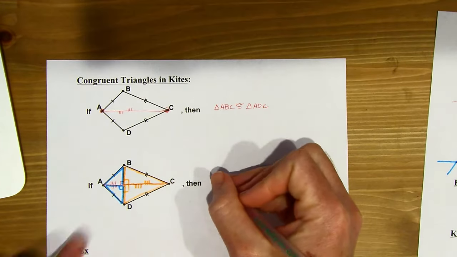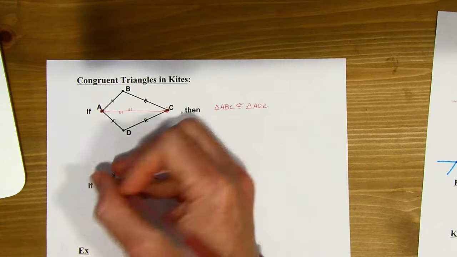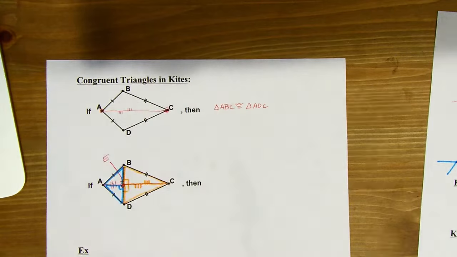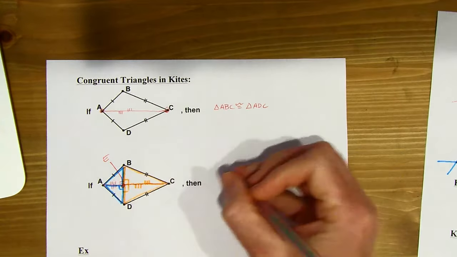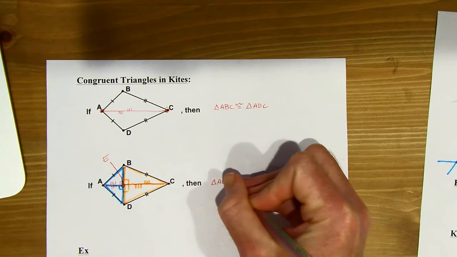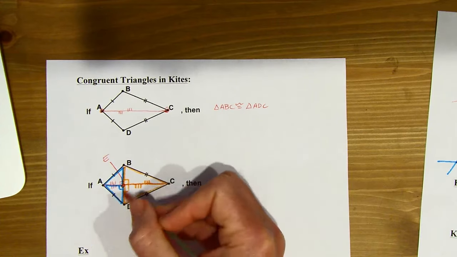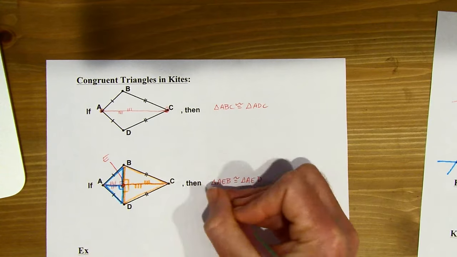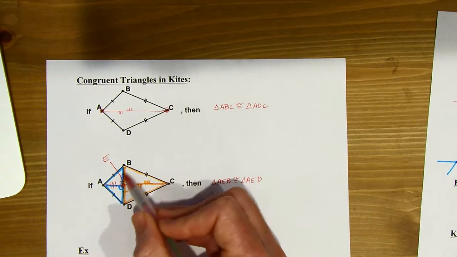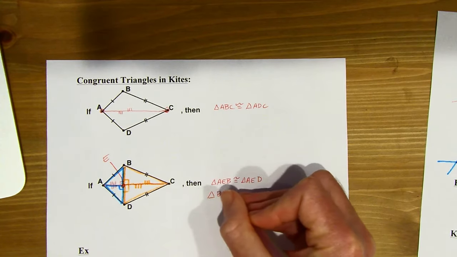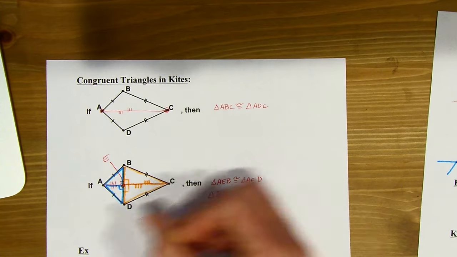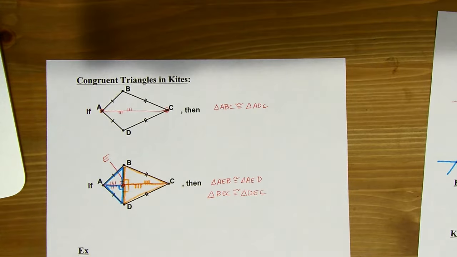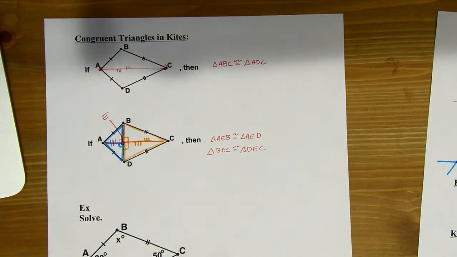So for the blue triangles, let's call the point in the middle E. I'll call this triangle AEB, which is going to be congruent to triangle AED. And then also, I'll call the top orange triangle BEC, and the bottom orange triangle can be DEC. Those properties come in pretty useful sometimes.